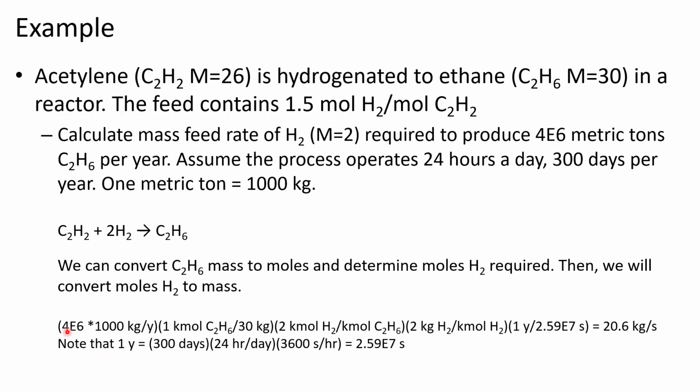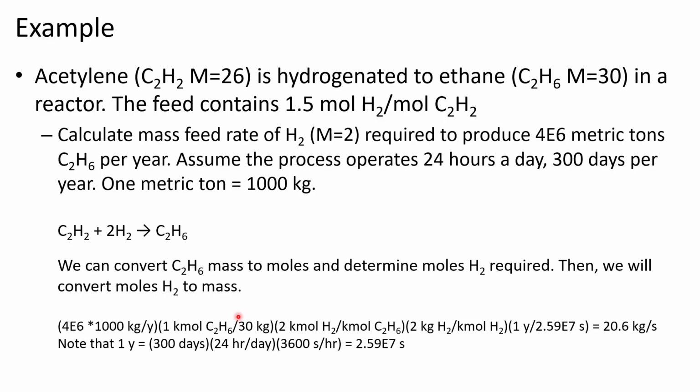We're told that there's 4.0 times 10^6 metric tons of ethane per year that are fed. If I multiply this by 1,000, that will give us the number of kilograms per year. We know from the molecular weight of ethane that 1 kmol of ethane is equivalent to 30 kilograms. This product gives us the number of moles of ethane that are flowing out of this process.